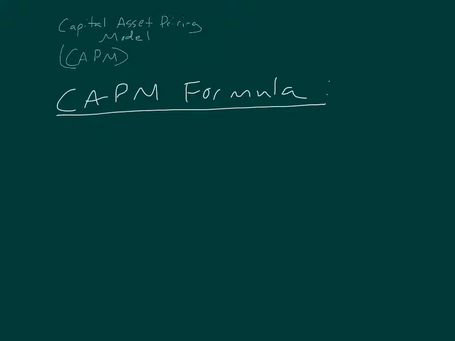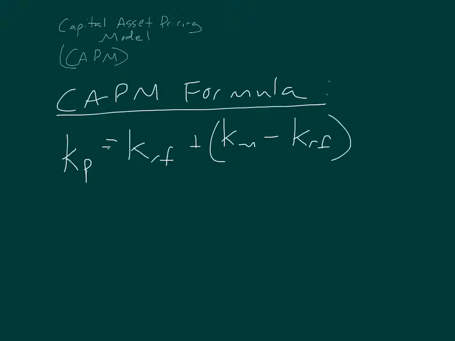And the formula, going back to the formula, we have KP equals RF plus KM minus KRF times beta. Now K is always a rate of return, okay, so that's why they use K. It's probably for capital.